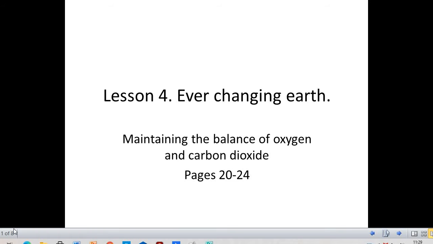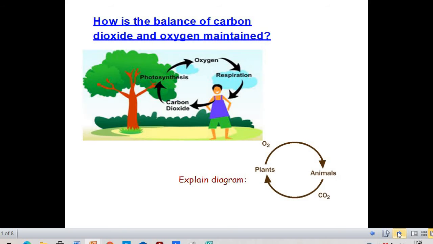So this is lesson 4 on the ever-changing Earth, year 10, maintaining the balance of oxygen and carbon dioxide, pages 20 to 24. Now you've got the bottom diagram. If I just show you the top diagram, how is the balance of carbon dioxide and oxygen maintained? You can see you've got a person there, you've got a tree there.